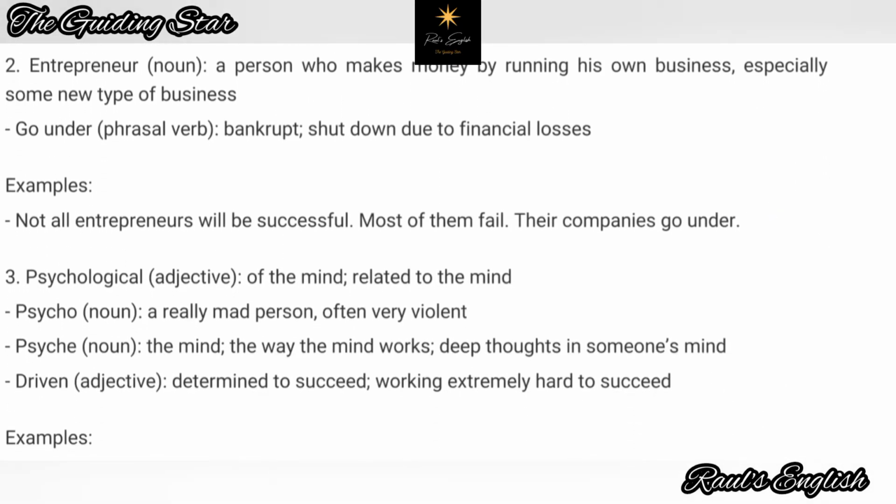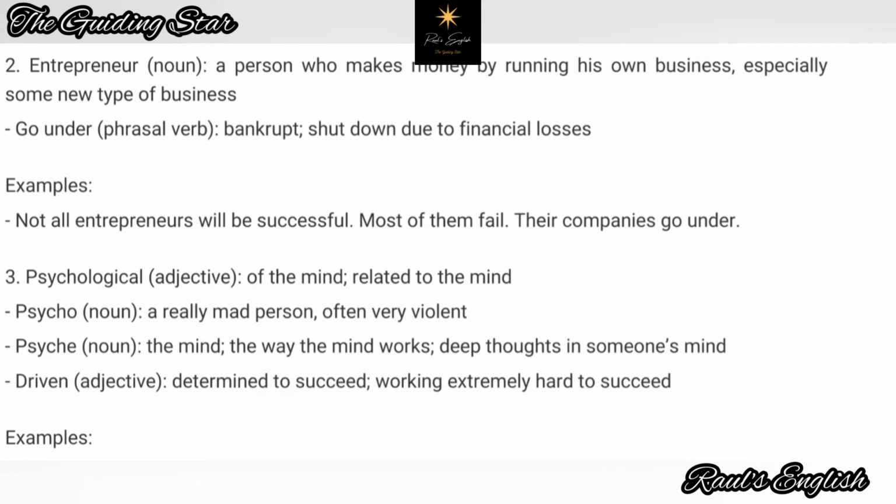Number 2, entrepreneur. It's a French word. We did the origins the other day. Comes from French. A person who makes money by running his own business, especially some new type of venture, some new type of business. You could call it a businessman as well. Entrepreneur is a new term, a fancy way of saying businessman. But it's very popular now.